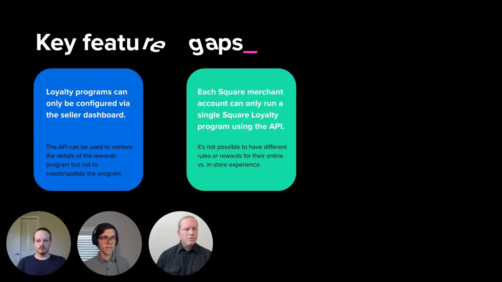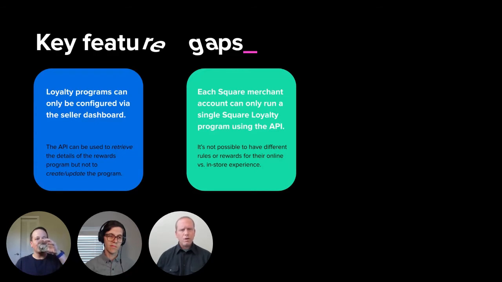So moving on, just want to talk about some of the key feature gaps of the API. Currently, the program can only be configured via the seller dashboard. So what this means is a seller with a loyalty subscription has to configure the program. You cannot do it via the Loyalty API. So you must work with a seller who has an active loyalty subscription.